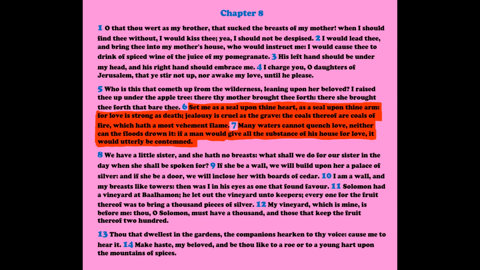It says, "Set me as a seal upon thine heart, as a seal upon thine arm. For love is strong as death, jealousy is cruel as the grave. The coals thereof are coals of fire, which hath a most vehement flame. Many waters cannot quench love, neither can the floods drown it." And here's the climax of the entire book. You ready? Here it is. "If a man would give all the substance of his house for love, it would utterly be contemned."